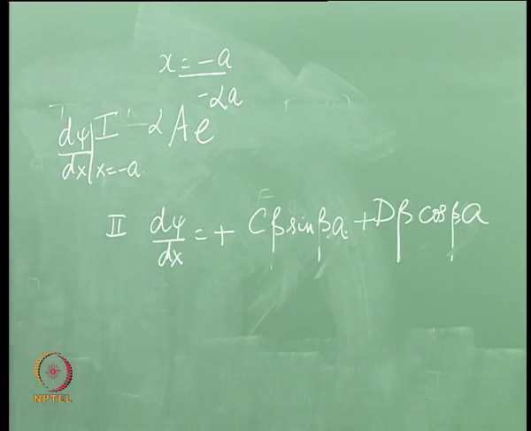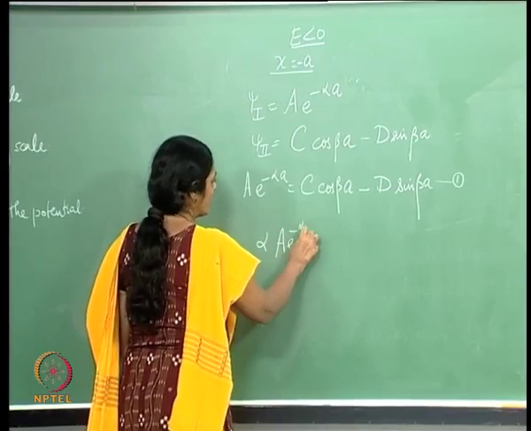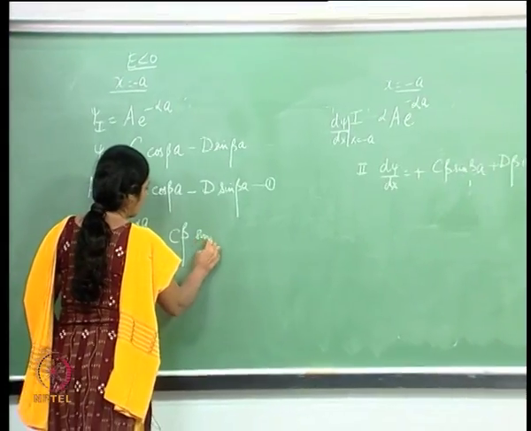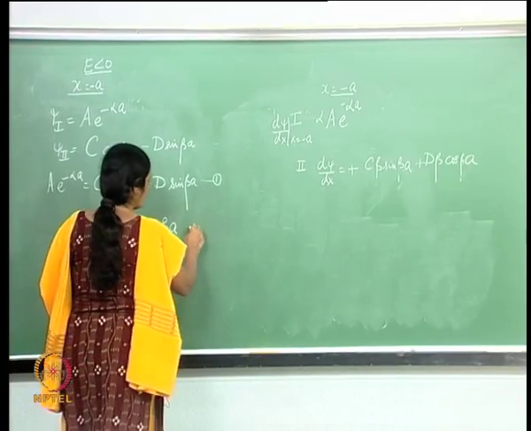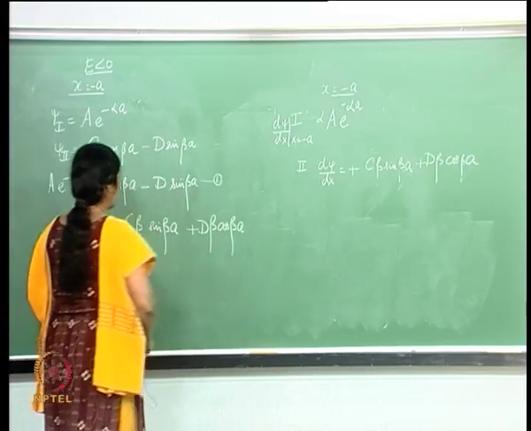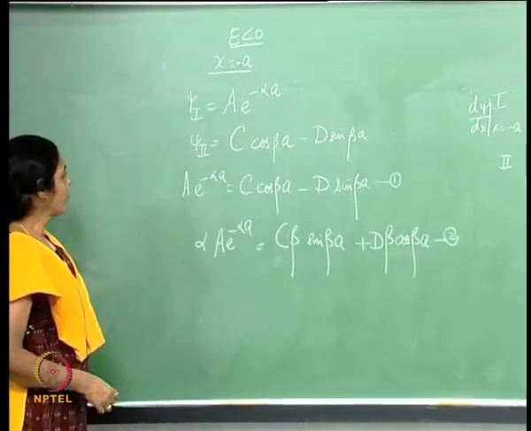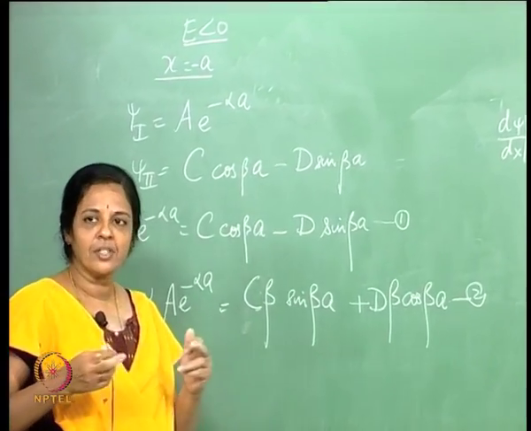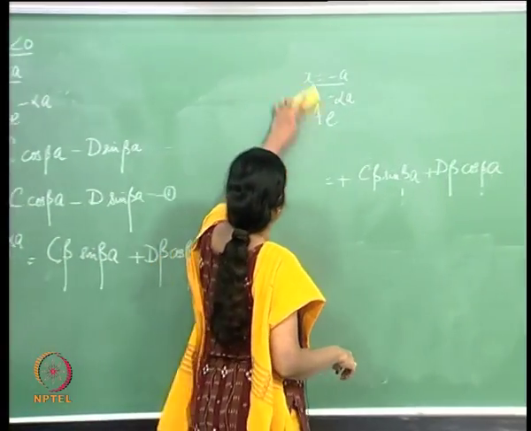Now these two should be equated, and therefore I have alpha A e to the minus alpha a is C beta sin beta a plus D beta cos beta a. So this is my second equation. The first came out of matching the wave function. The second equation came out of matching the first derivatives at x equals minus a. I do the same thing for x equals plus a.